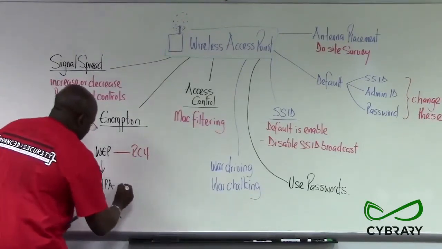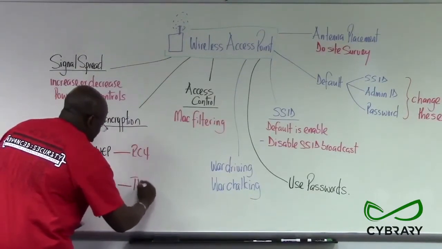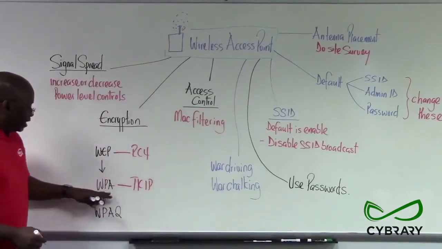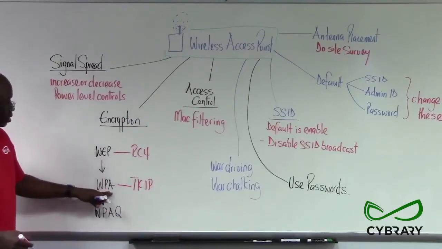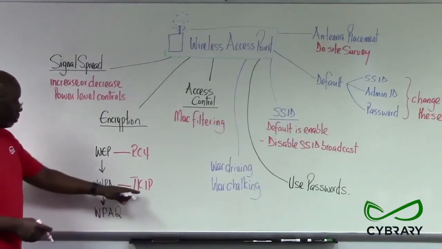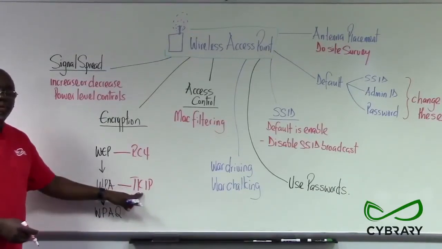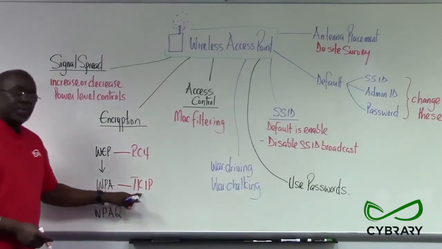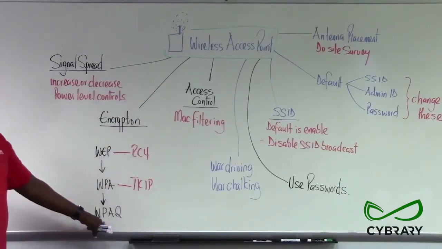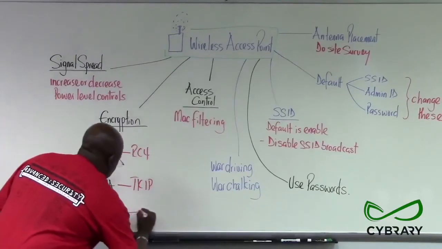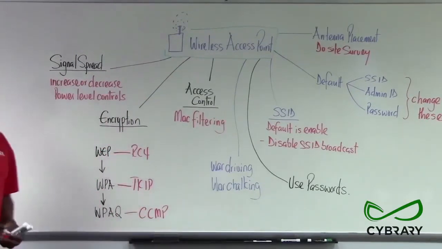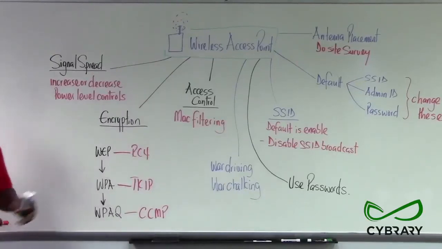WPA uses TKIP, the temporal key integrity protocol. This was put in place to address the problems with WEP. But some people found a way to compromise WPA. So in a short time, WPA was compromised. We went back to the drawing boards and we came up with WPA2. WPA2 uses CCMP. And to date, this is the strongest form of encryption we can have on our wireless access points.